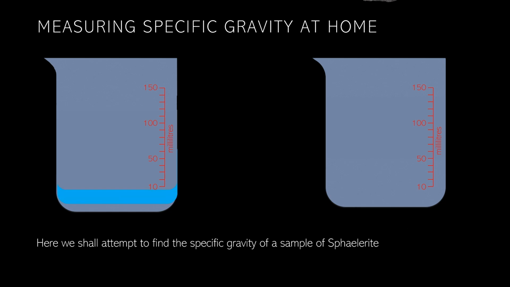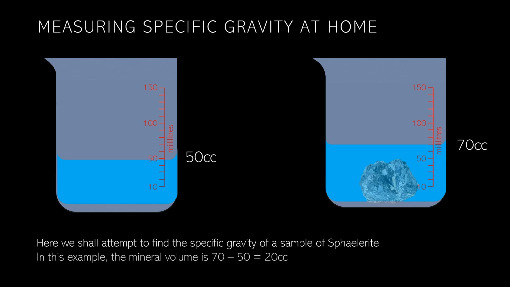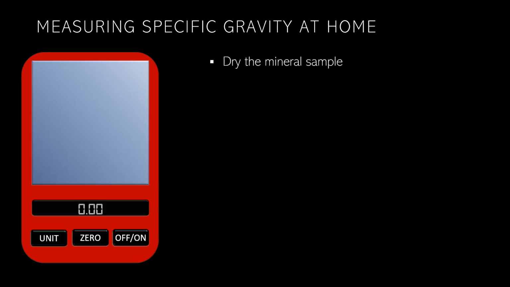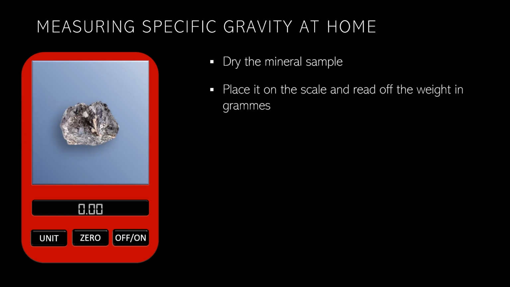Pour sufficient water to immerse the mineral into the measuring jug. Drop the mineral into the water and note the increase in volume. In this example, the mineral volume is 70-50, which equals 20 cubic centimeters. Next, remove the mineral from the water and dry it. Then place it on the scale and read off the weight in grams. Apply your values to the formula.